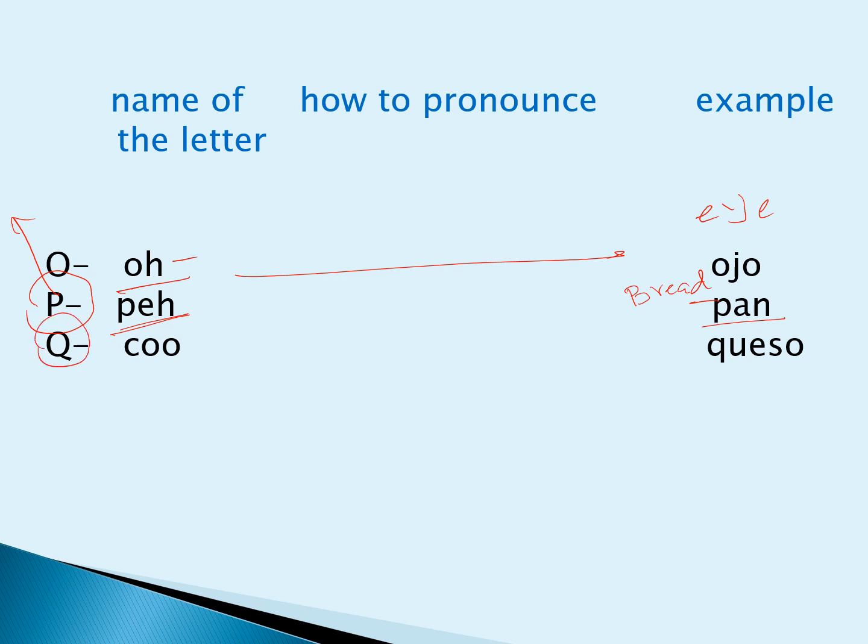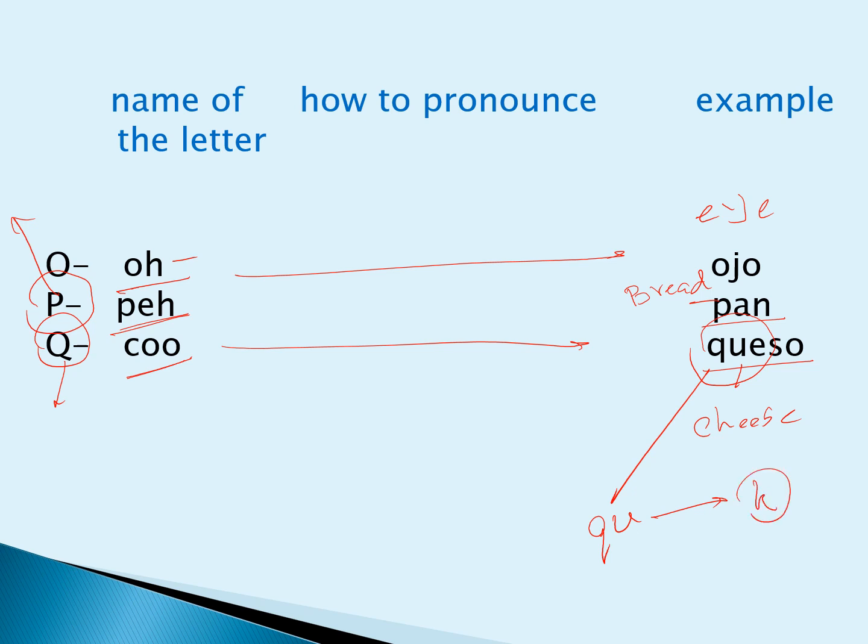This letter in English is the Q letter, but in Spanish the name of the letter is different. Example, queso means cheese. You already know kiwi, which always sounds as a K sound. So, queso. Good.